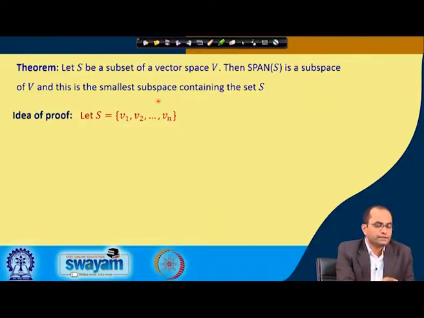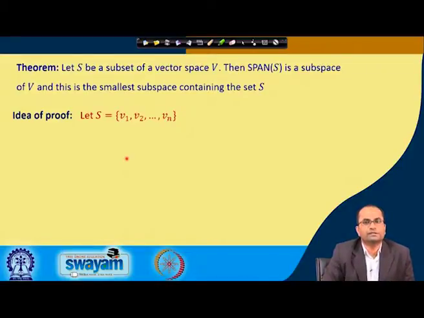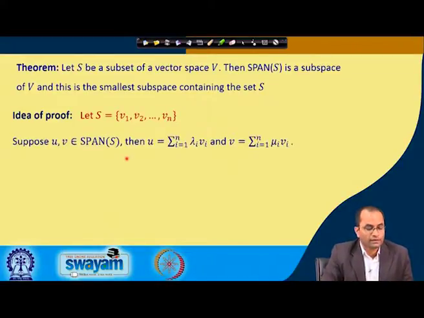Let us say this is our set S, which contains v1, v2, v3, up to vn. These are the elements of S, and we will show that the span of S is a subspace of V. For showing that, we need to show the two closure properties, because we are talking about a subspace. That means if you take any two elements of this set, their vector addition should also belong to the same set, and when we multiply by a scalar, the new element should also belong to this set.